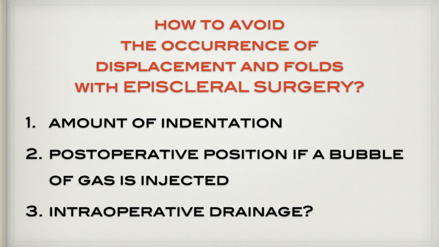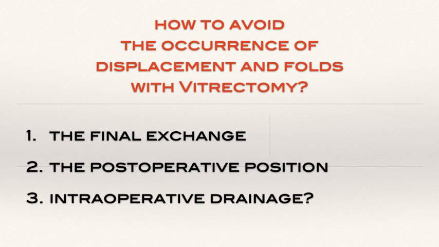When operating a primary retinal detachment with episcleral surgery, the key steps that lead to displacement and folds are the amount of indentation, the postoperative position when gas or air are injected, and the intraoperative drainage. Drainage has a role because the more subretinal fluid at the end of surgery, the more likely it is to have displacement and folds.